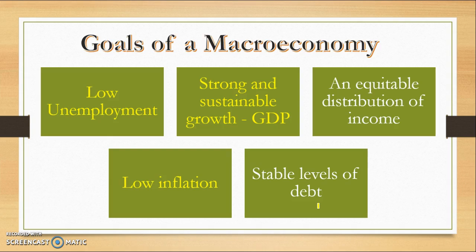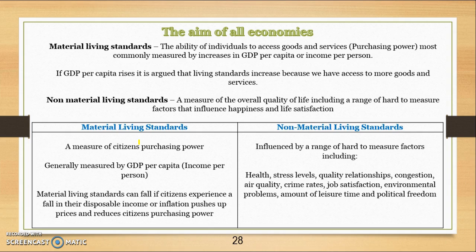What we're going to look at is the goals of the macroeconomy. We're only going to look at three of them, particularly low unemployment and strong and sustainable economic growth. We've talked about low inflation a little bit already. The aim of all economies is to maximise living standards, and living standards has two different components. There's what we call material living standards, which measures the material wealth of consumers, so the ability of individuals to access goods and services, or how many goods and services they can consume.